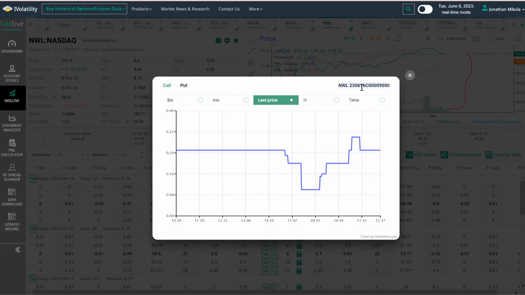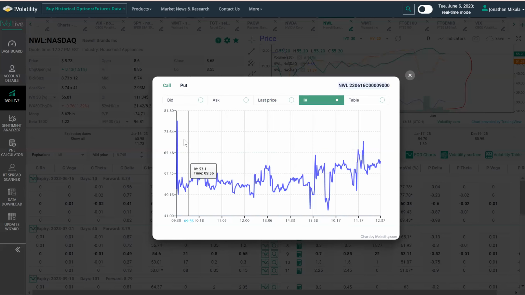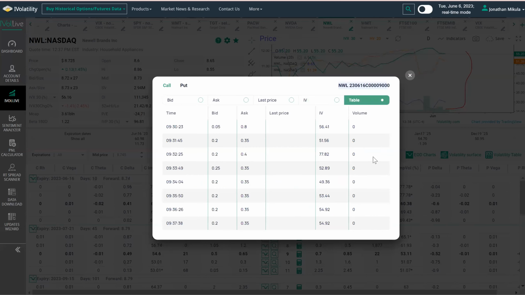This will show you the specific option. So this is the Newell, June 16, 2023, $9 strike. And it will show you the last price the option traded at. It will show you the implied volatility for the option. So you could see when the market opened, Newell's implied vol was, wow, almost 20 points higher. And then it crashed lower, and then it's kind of seesawed back and forth. And then you can go to the table.